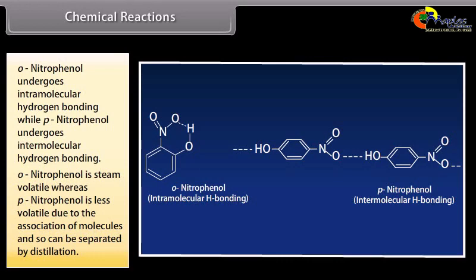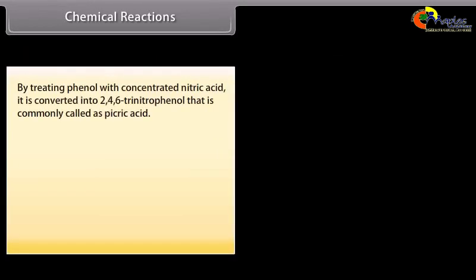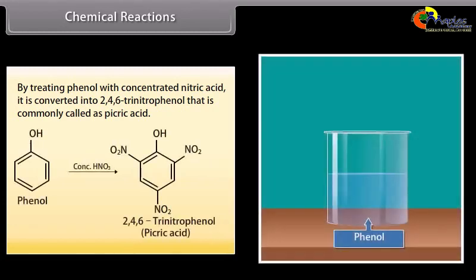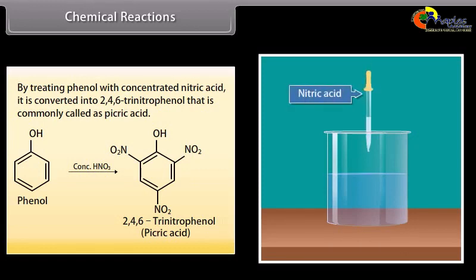By treating phenol with concentrated nitric acid, it is converted into 2,4,6-trinitrophenol, that is commonly called picric acid.